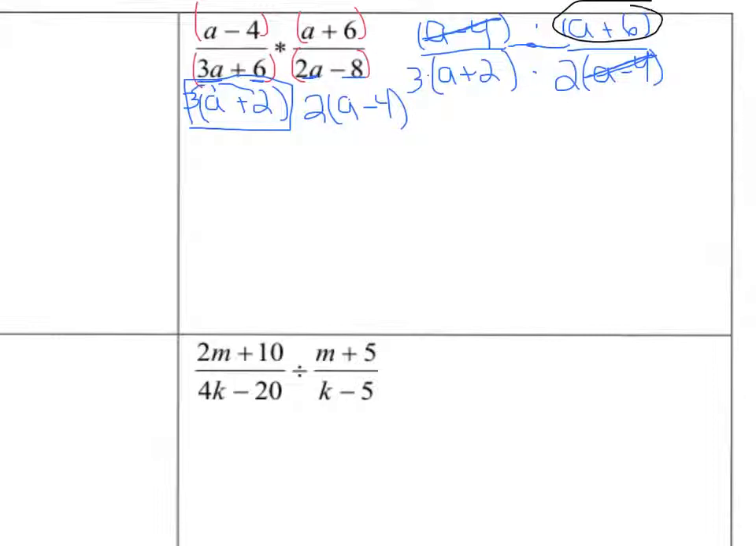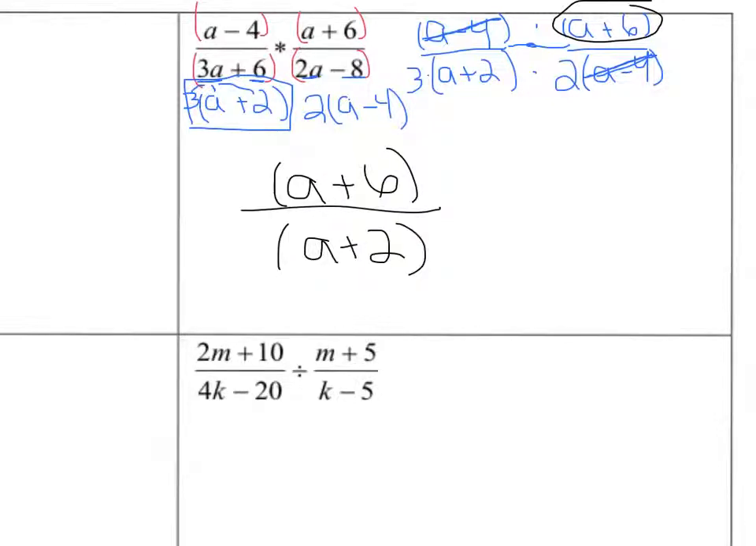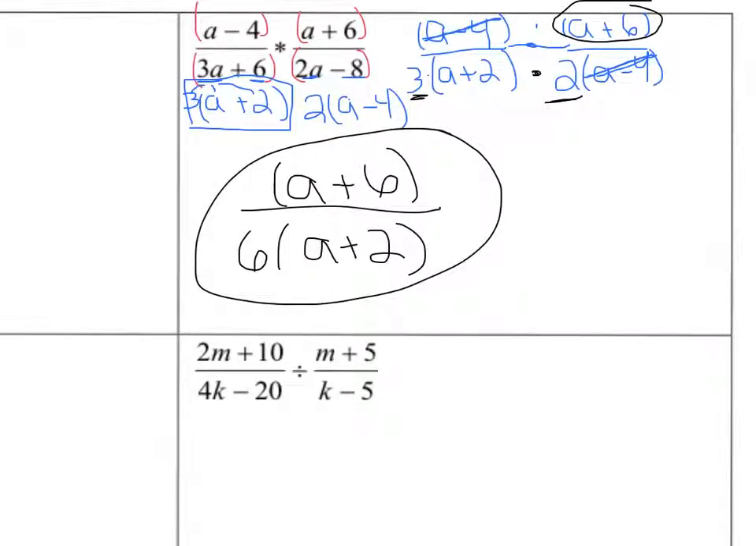On the top, I have a plus 6. And on the bottom, I have, well, if you want to put it in parentheses, you can. We have an a plus 2, but we also have a 3 times 2. And 3 times 2 is 6. So this will be our final answer. Not everything cancels all the time, so it's okay if we have an a in the top and bottom if it's addition or subtraction.